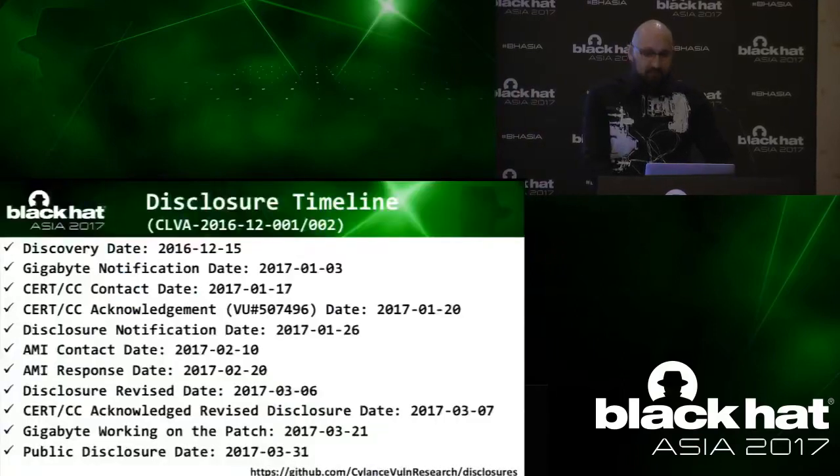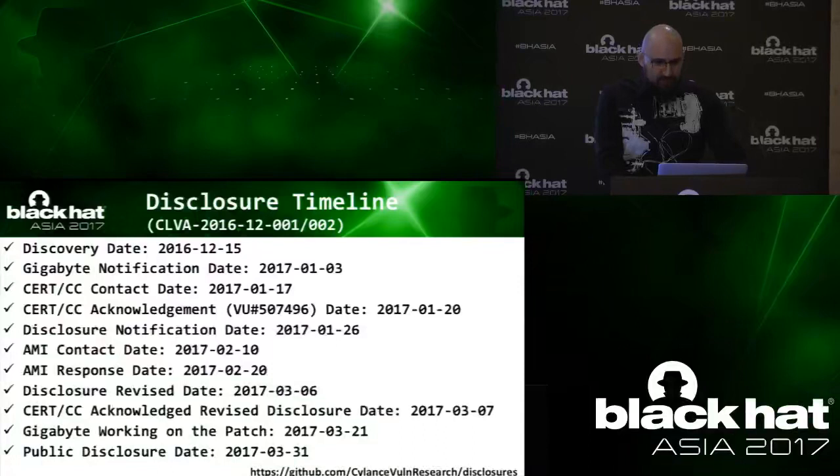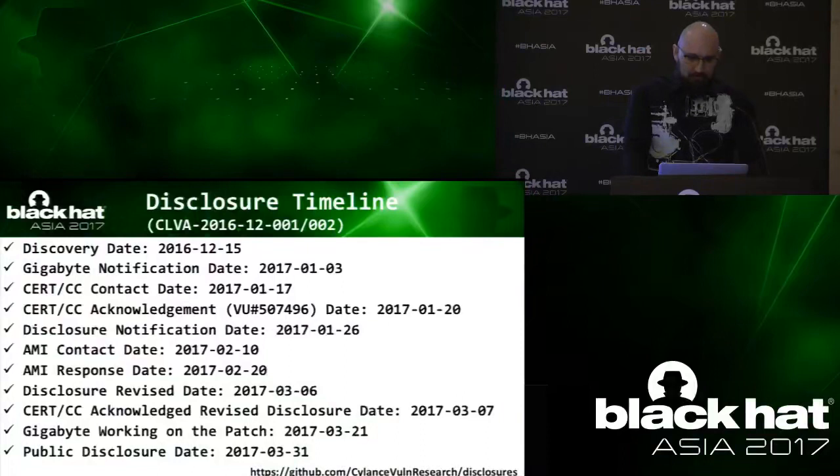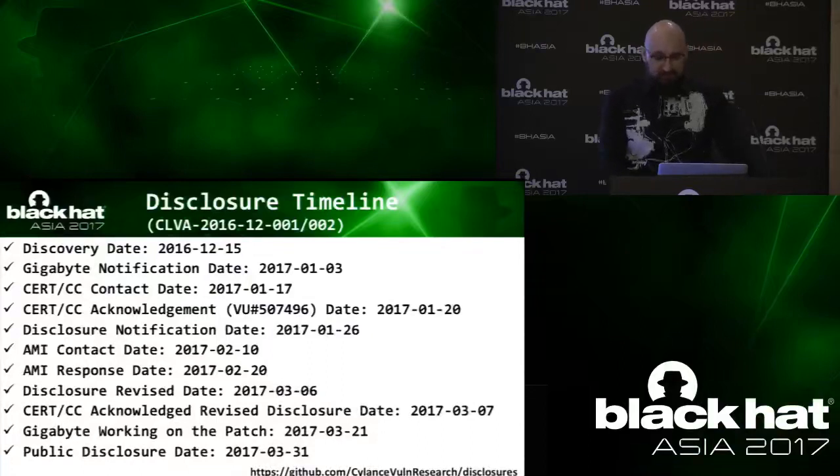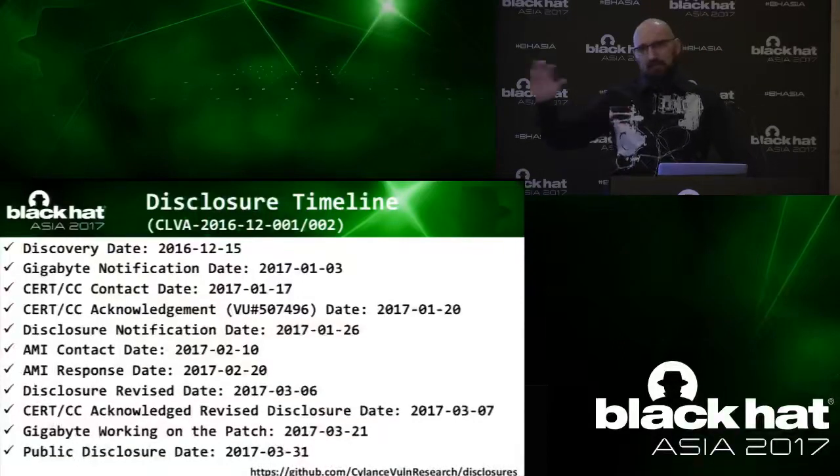Here is the timeline of discovery for the issues which we will discuss today. We started the discussion in December of 2016, and US-CERT was in the loop of the whole disclosure process, and we have an acknowledgement from them, which is 507496. Gigabyte's point was that it's not their issue, it's an American Megatrends issue.